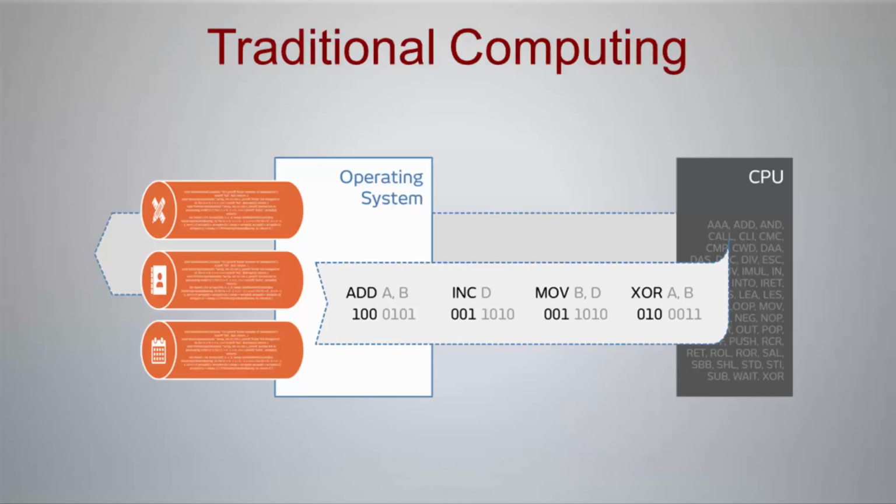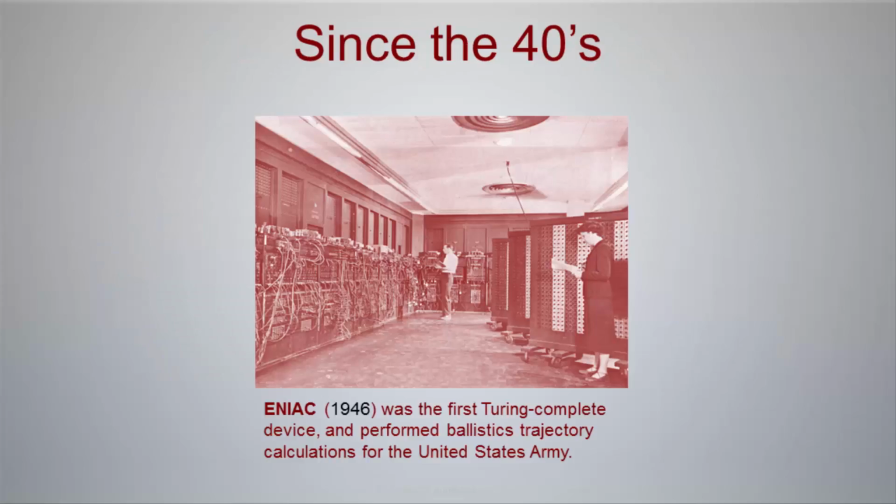To better understand this, let's first look at the traditional computing model, the one we've been using for decades. When computers were first built in the 40s, they had a unique purpose: to calculate. They were machines that could solve mathematical problems in a fraction of the time that a human could. And for many years, even after they became accessible to the private sector, computers were still mostly used for this purpose: to calculate.